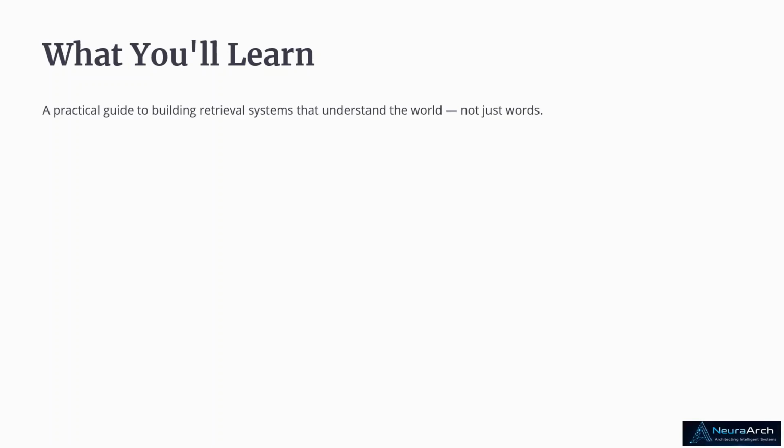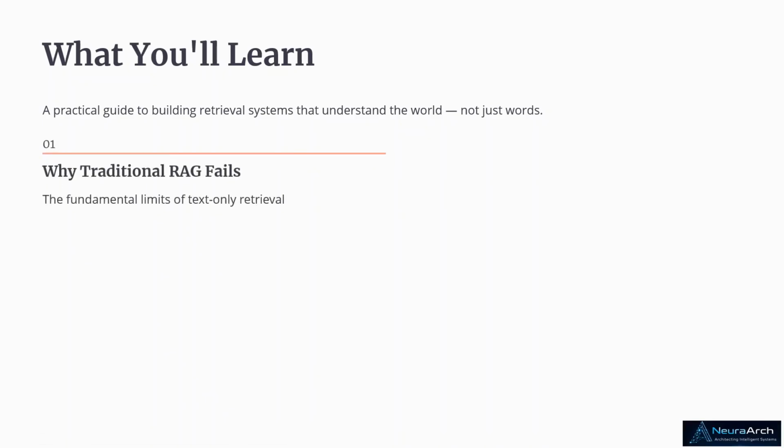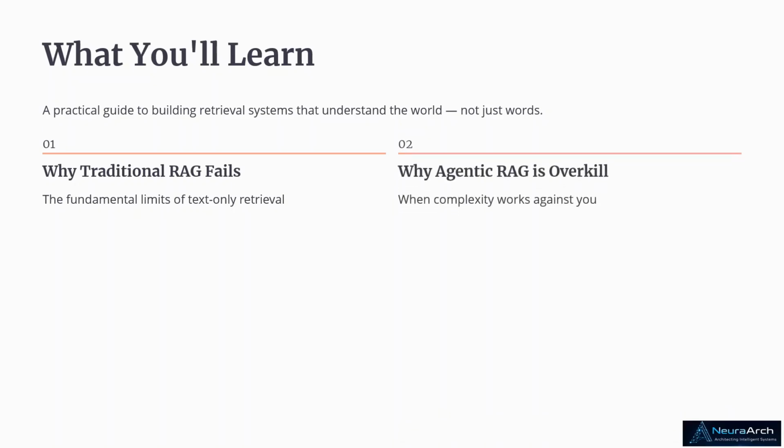We will learn a practical guide to build a retrieval system that understands the whole world, not just the words. We will see what the fundamental limitations of a traditional RAG are and why it sometimes fails to build a production ready use case in case of images or any other media. We will also see why agentic RAG is sometimes overkill and its complexity works against us.